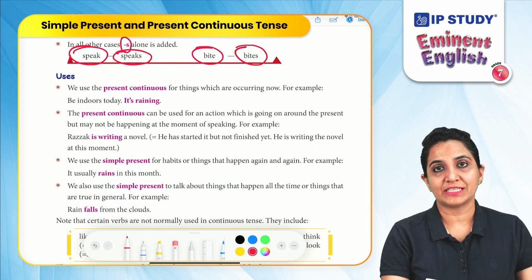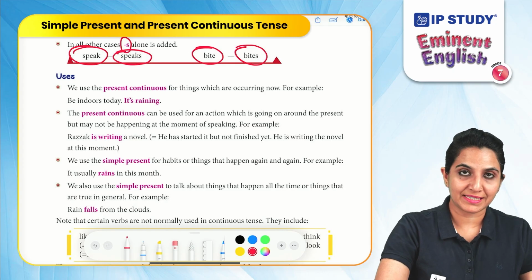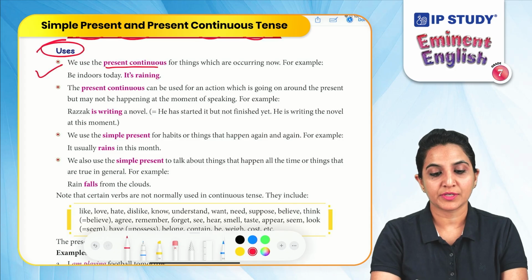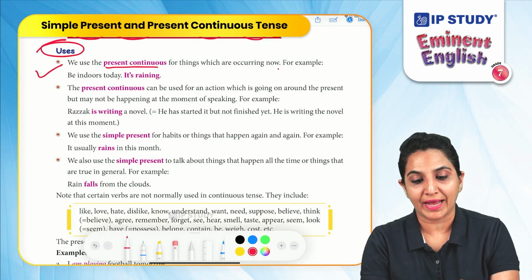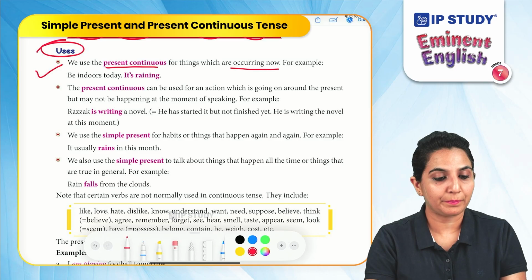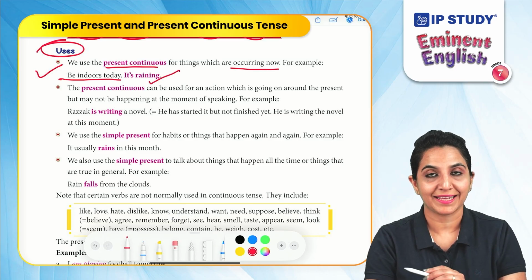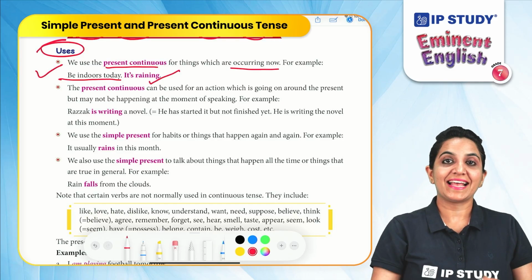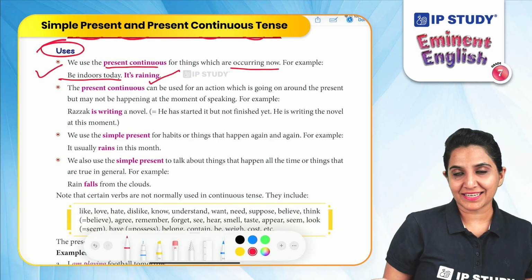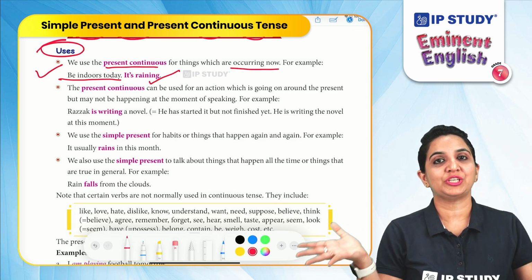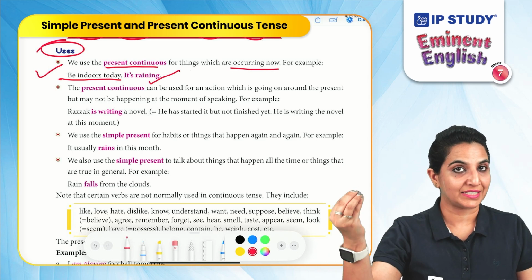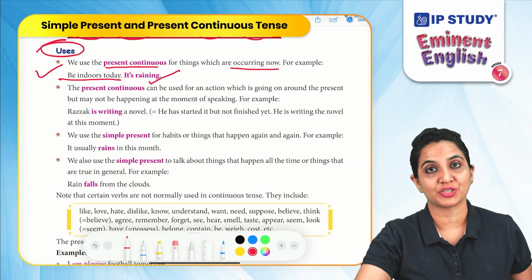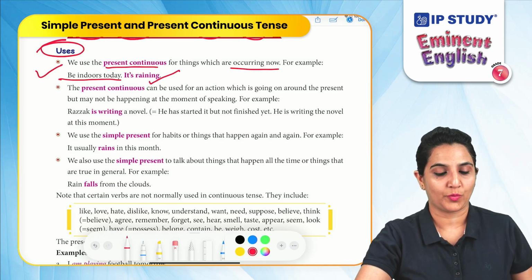Now let's understand a few uses of the present continuous tense and the simple present tense. We use present continuous for things which are occurring right now. For example, we'll be indoors today. It's raining. It is the same thing that we just discussed in the beginning of the lesson: for things that are occurring right now, simply add ing to the verbs and they are in present continuous tense. So the present continuous tense is used to describe an action that is occurring right now.